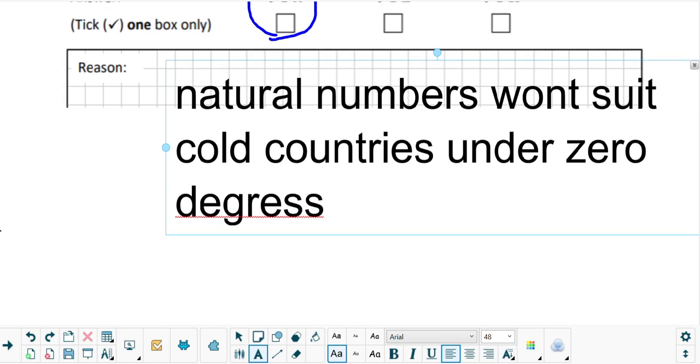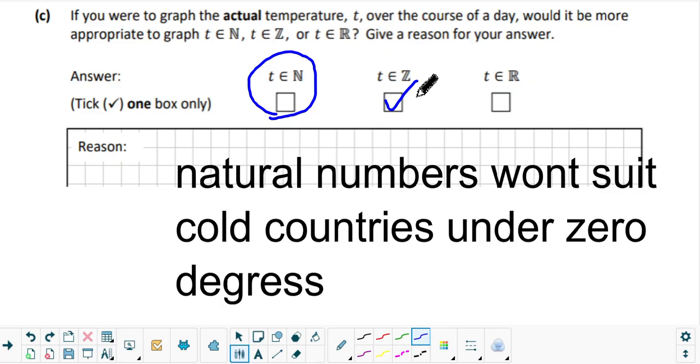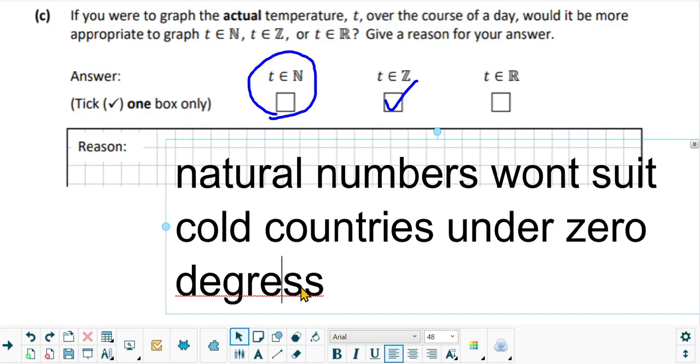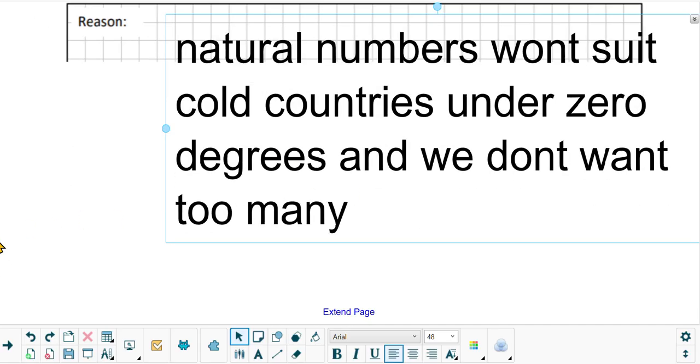And I think Z, because it gives whole numbers. You don't really want tons of decimals, do you? And we don't want lots of decimals either. I spelled degrees wrong. Is that okay with you guys? Okay, perfect. Is that the last of that question?